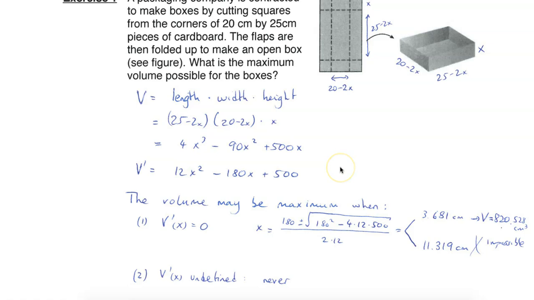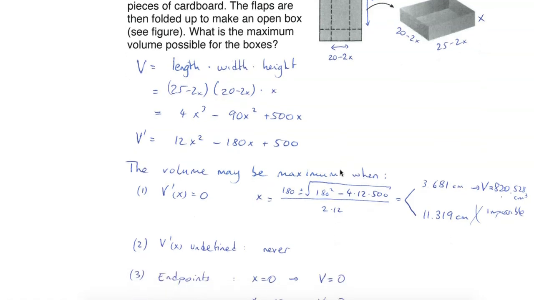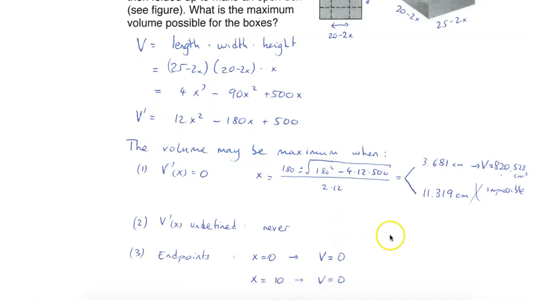So when is that maximum? The volume is going to be maximum either when V prime is equal to 0, that would be a horizontal tangent line, or when V prime is undefined, or at the endpoint. So we're going to look at these three areas where the candidates are going to show up and then compare all the solutions. Firstly, V prime equals 0. So it's a quadratic equation equal to 0. One way to do that is to use the calculator.